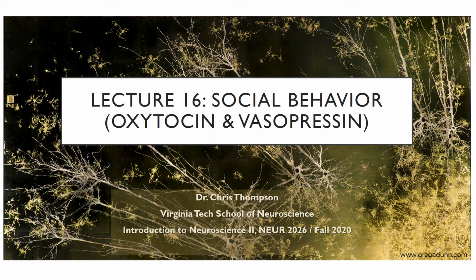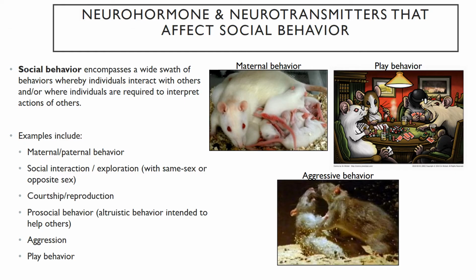Today we're going to be talking about various social behaviors and the roles of two hormones in contributing to how those social behaviors are manifested. We're going to be talking about oxytocin and vasopressin. So first we got to define social behaviors.